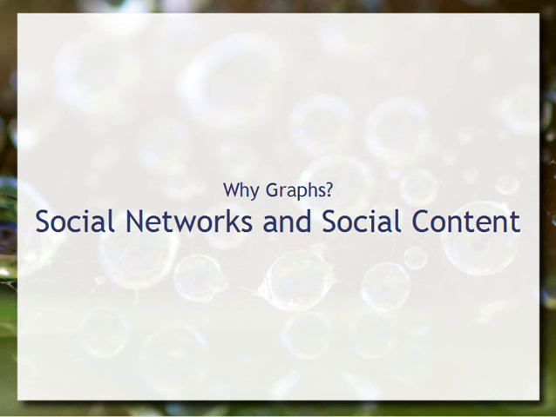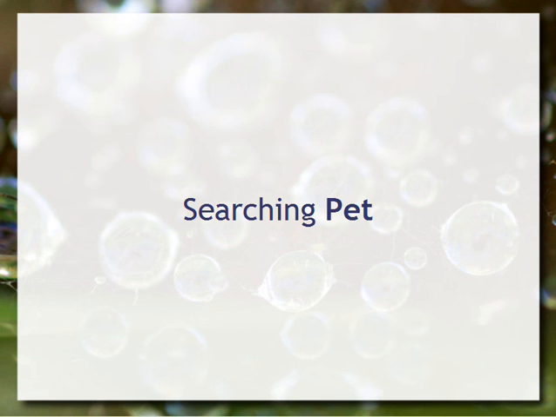Then there are social networks and social content. Okay, so this is the thing that now we have things produced in networks. So considering that you are looking for a word like pet, not on the web, but on a portal that has content behind a social network. Like Flickr has pictures, right? And people can put pictures, and they can tag them, and they can connect themselves, okay.